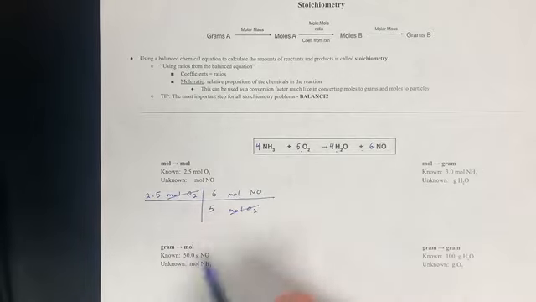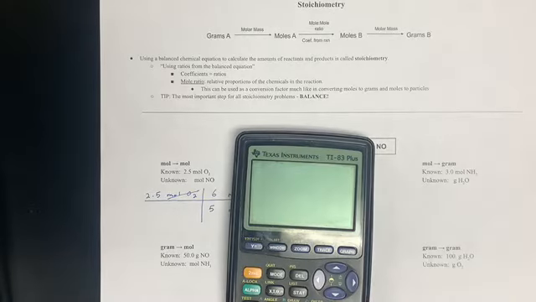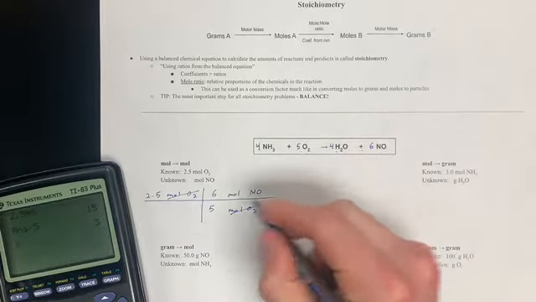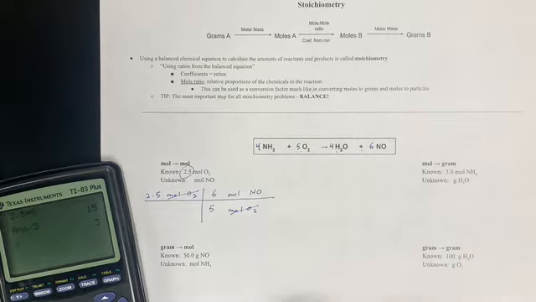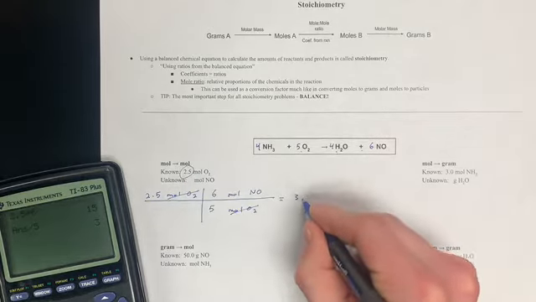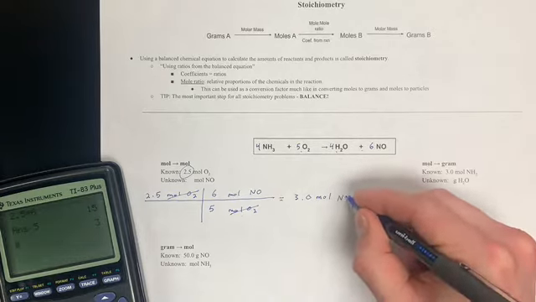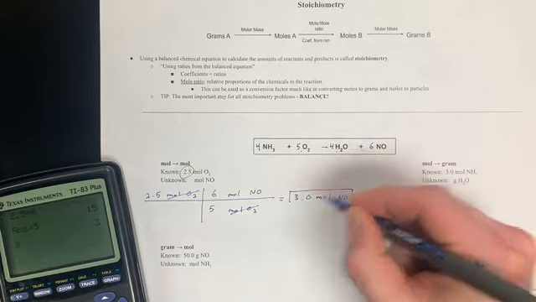So we're going to take 2.5, we're going to multiply that by 6, and then we're going to divide that by 5. So 2.5 times 6 equals, and then divide that by 5, that's 3. Now because our given value is 2 significant figures, we want to report our answer in 2 significant figures, so that's going to be 3.0 moles of NO. So there's our answer. Pretty straightforward.